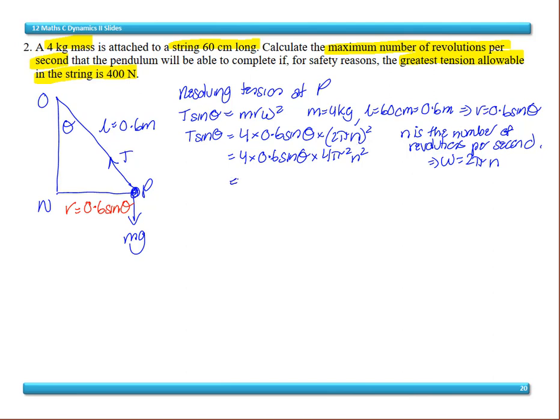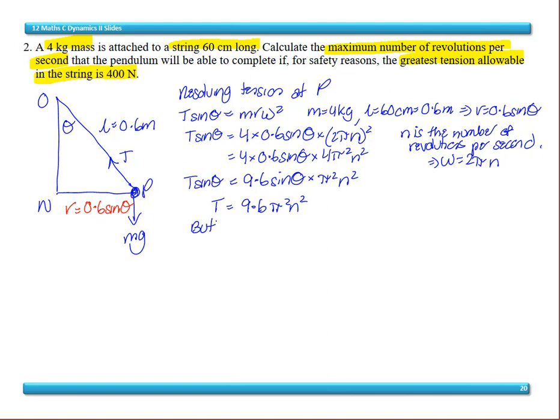So that's going to be 9.6 sine theta pi squared n squared. And I forgot the theta. That's better. And that's T sine theta. So if we divide both sides by sine theta, we end up with T equals 9.6 pi squared n squared.